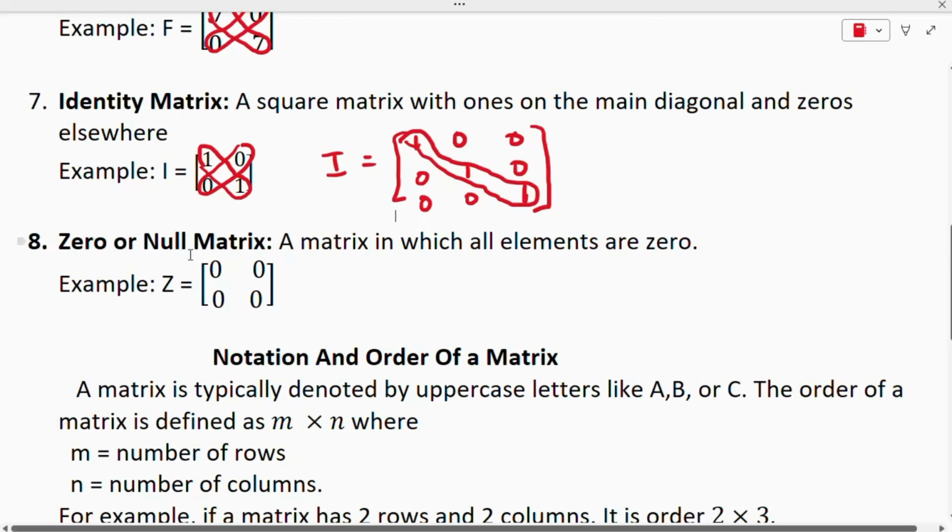We also have the zero or null matrix. So a matrix in which all the elements are zeros is called a zero or null matrix.